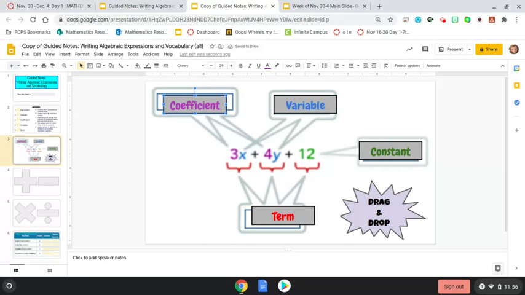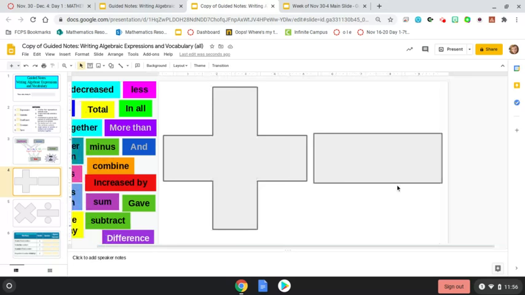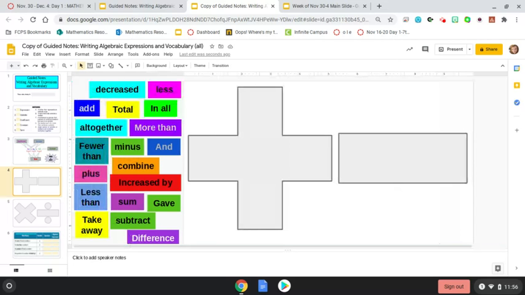Again, if you need to pause, stop, or rewind, you can pause. I'm headed to slide 4. Next, we're going to try and think of words that make us think of add and subtract. So we're going to go through here.